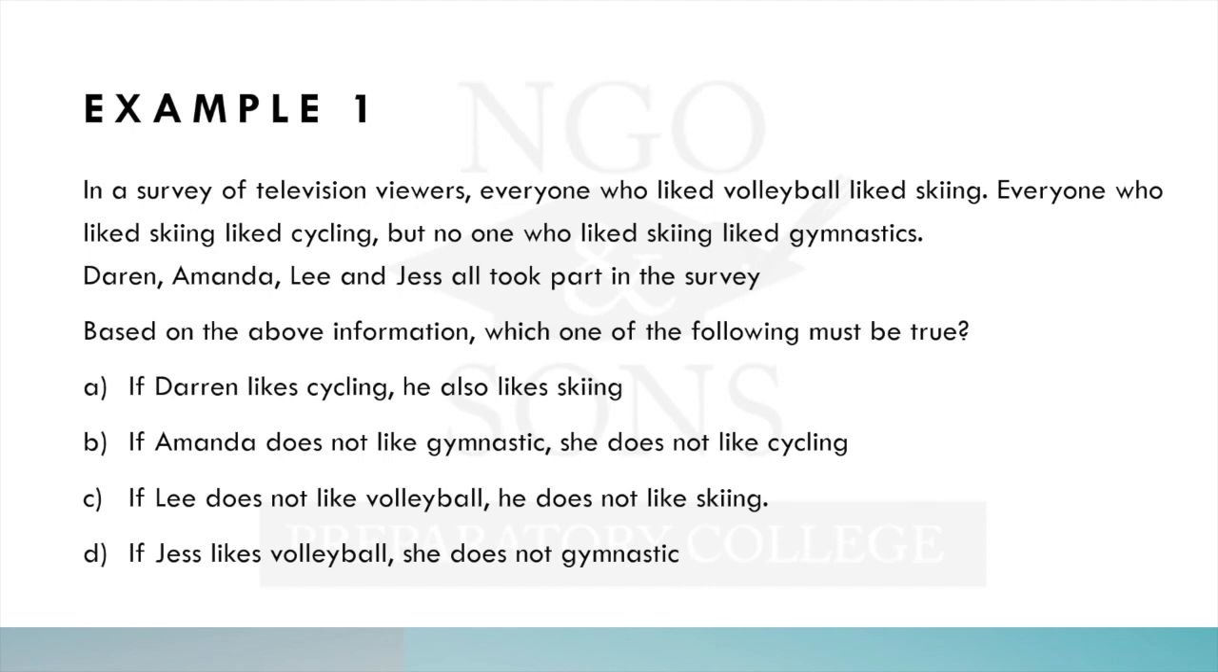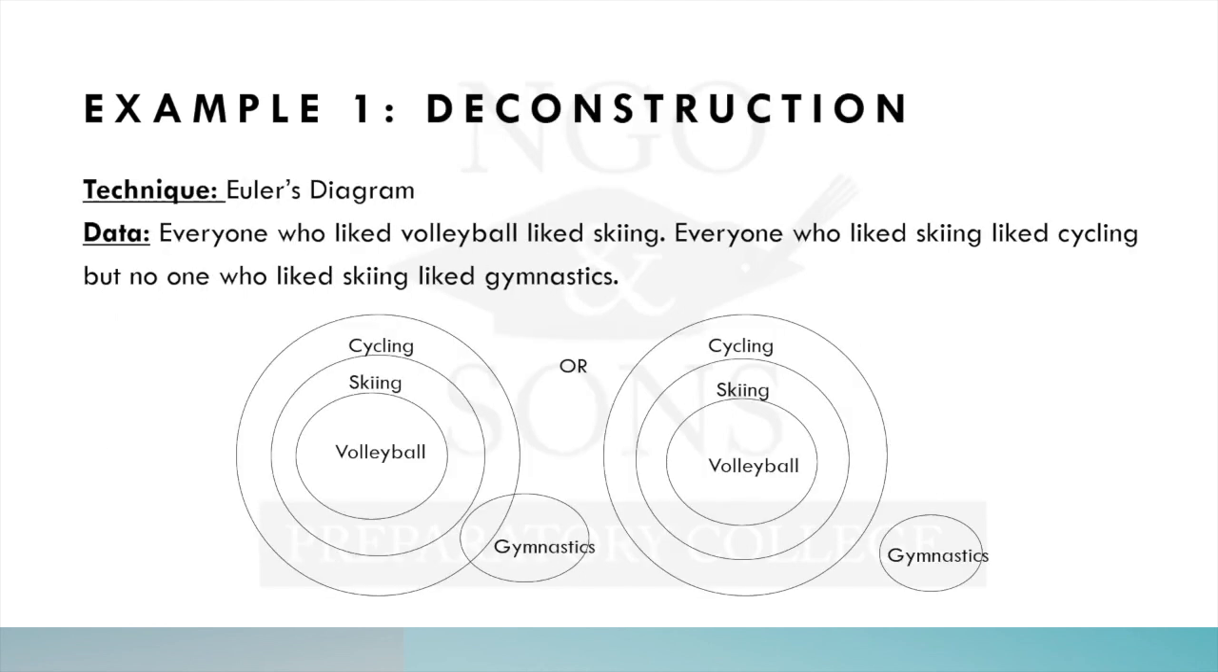Students at Ngo and Sons will be taught about Euler's diagram. Now, Euler was a famous Swiss mathematician who used shapes to categorize information. By using Euler's diagram, the information would look like this. The information is neatly represented by circles. Each circle represents a group of people with a common characteristic.